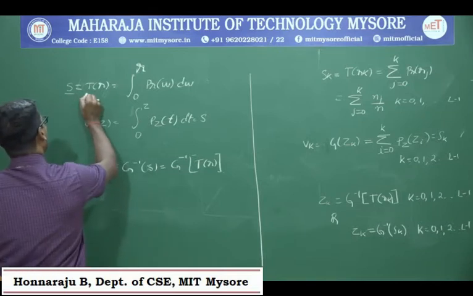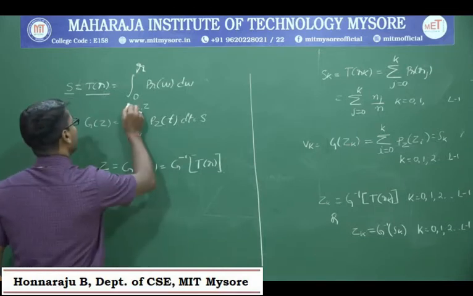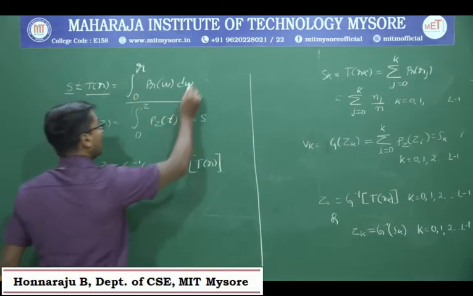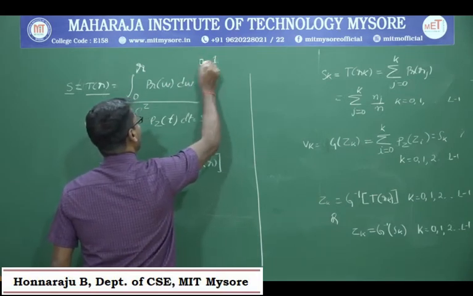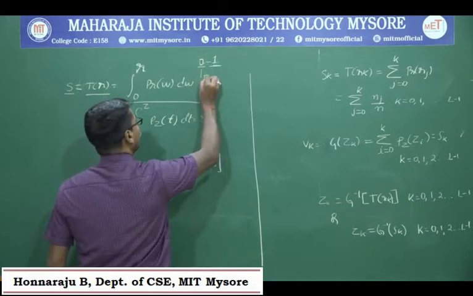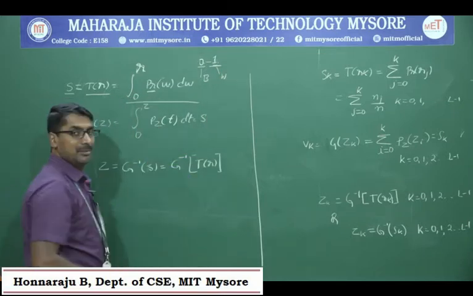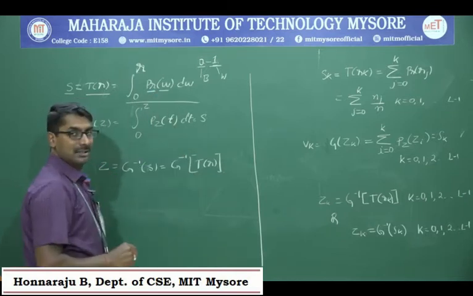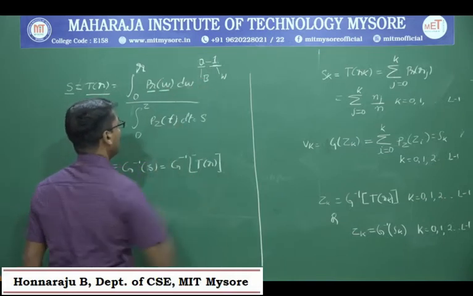Here S is the random variable. S is calculated by using the transformation function, the transformation of R. The transformation of R is represented by the integral from 0 to R, so 0 to R means 0 to 1. 0 is the minimum gray level and 1 is the maximum gray level, so 0 is black and 1 is white. Here PR represents the probability density function for the gray level W. Here DW is the dummy variable, and its range is from 0 to 1.